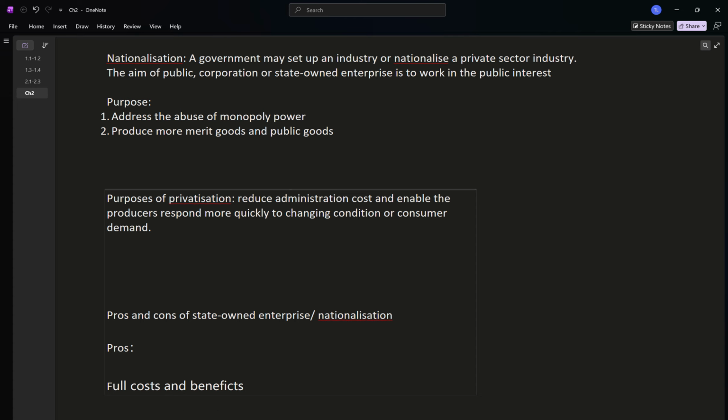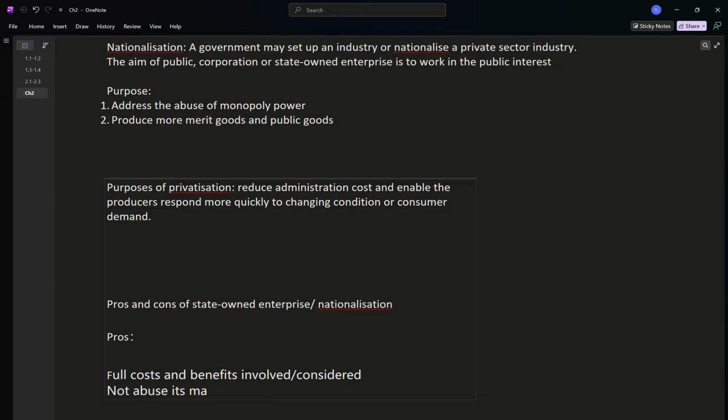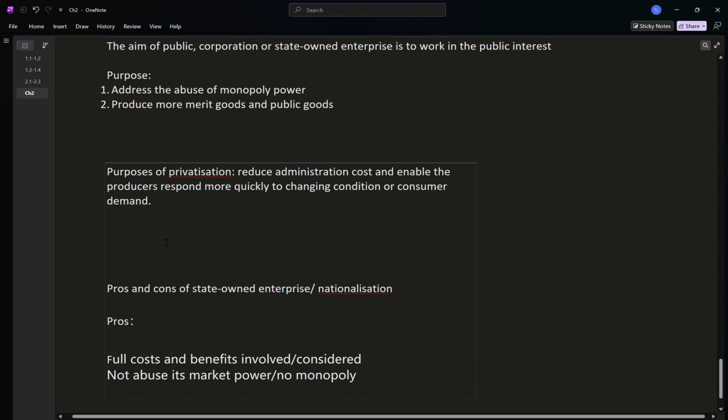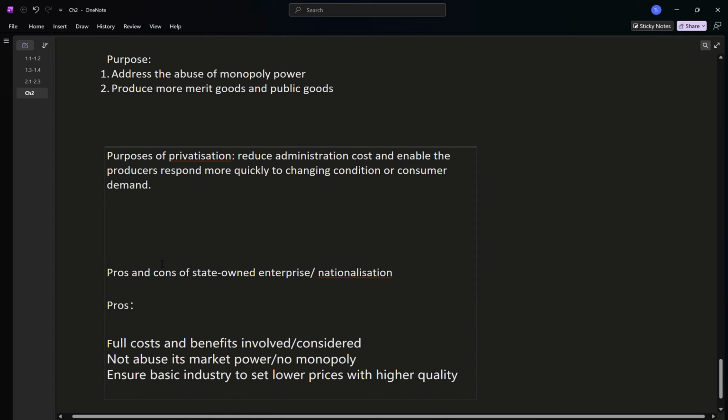So full costs and benefits involved or considered, not abuse its market power or no monopoly, ensure basic industry to set lower prices with higher quality.